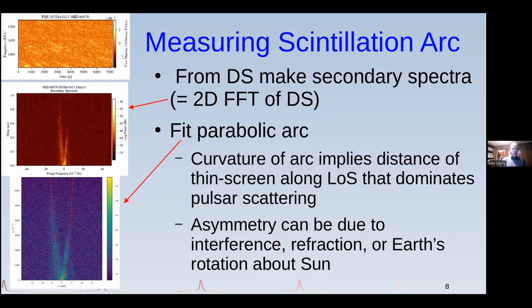Once you get that arc, again it's just fitting a curve. In this case, it's a parabola. You can run curve fitting algorithms on it to fit the curve, and then you measure the width, the curvature. That curvature then implies a distance of a thin screen model along the line of sight. That thin screen model dominates the pulsar scattering and accounts for it. Often you'll see that these arcs are asymmetric. That can be due to interference and the scattering or refraction, but it's also just due to the Earth's rotation around the sun.